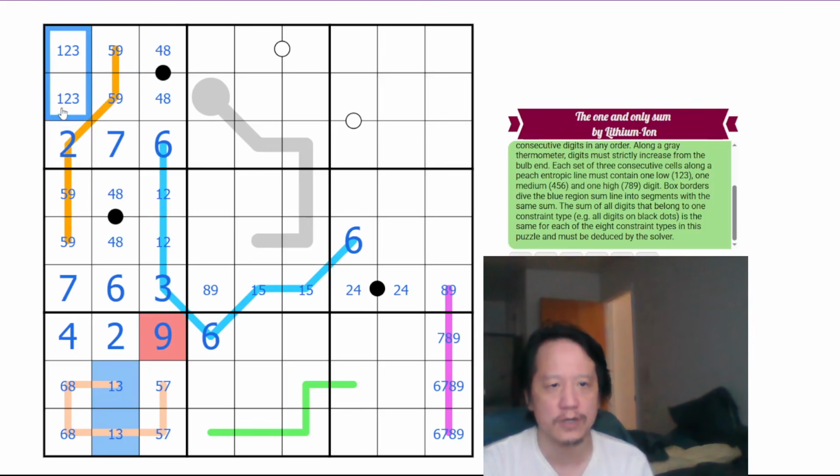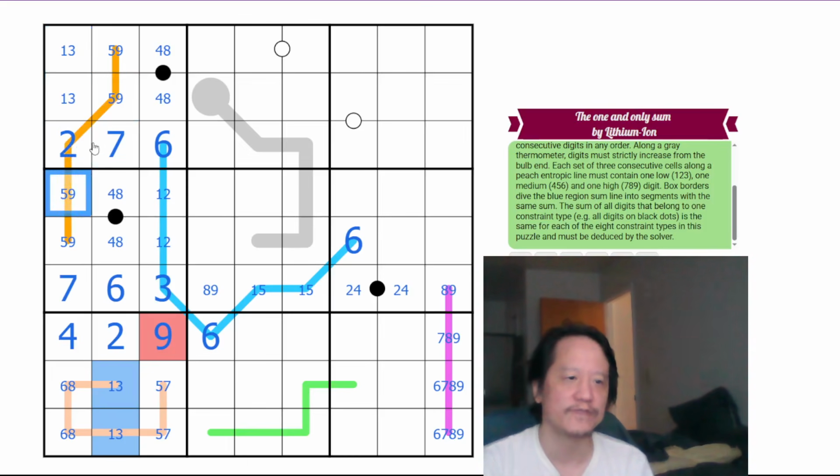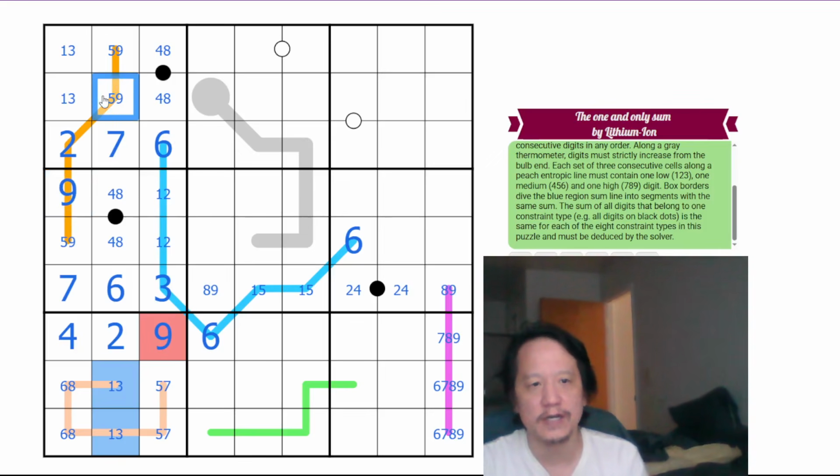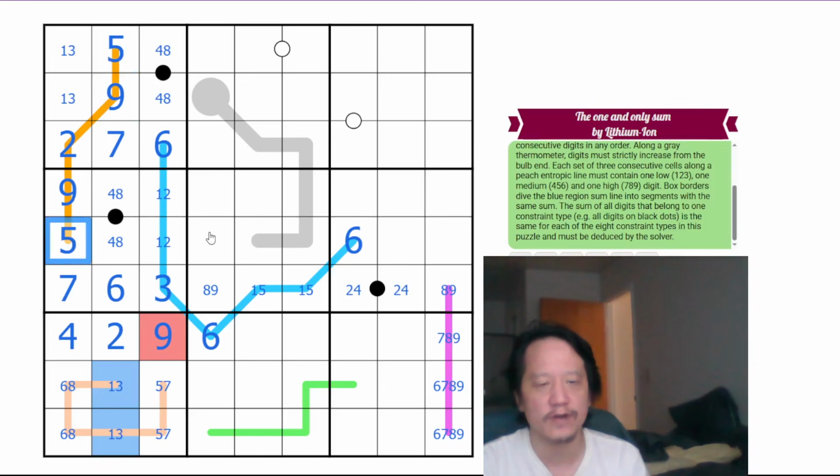So that's 2 there. That eliminates 2 in the rest of the box. 2 cannot be next to 5 on a whisper 4 line. There are only 3 apart. So therefore, this must be 9 and 9, which makes that 5 and 5 there.